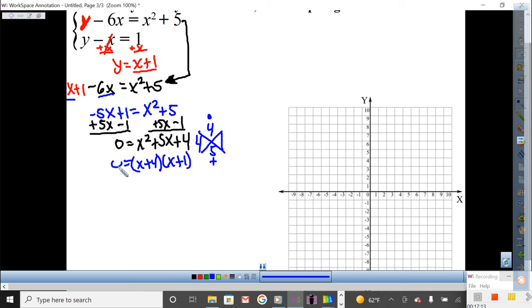Next step, what do I do? Set them equal to 0, yeah. X plus 1 equal to 0. X plus 4 equal to 0. That's all. Minus 1, minus 1, x equals negative 1. Minus 4, minus 4, x equals negative 4.